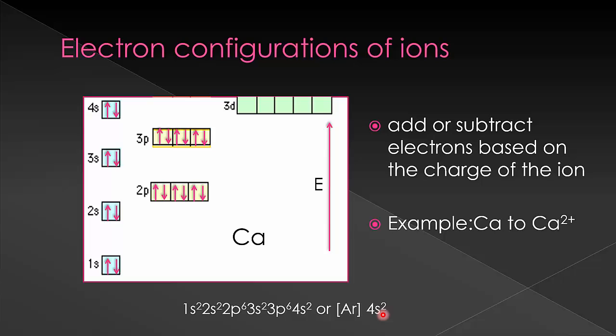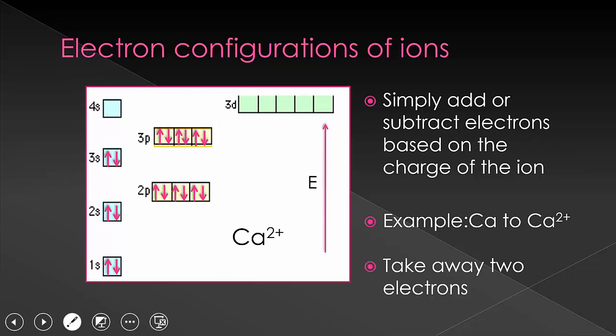If we want to make the +2 cation, you just remove 2 of the electrons. And for the most part, you'll remove the ones in the highest energy level. There are exceptions to this that we'll talk about. So we remove those 2 electrons to give us calcium 2+, and we'll write our electron configuration.